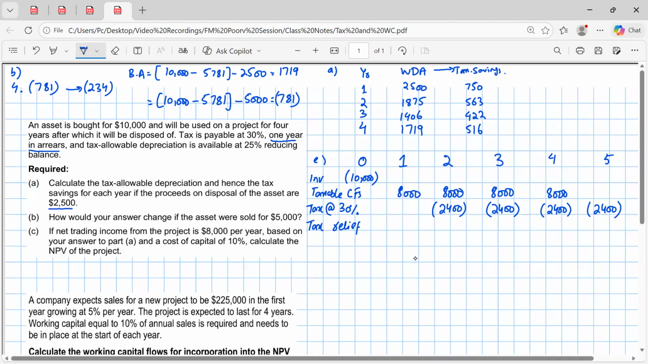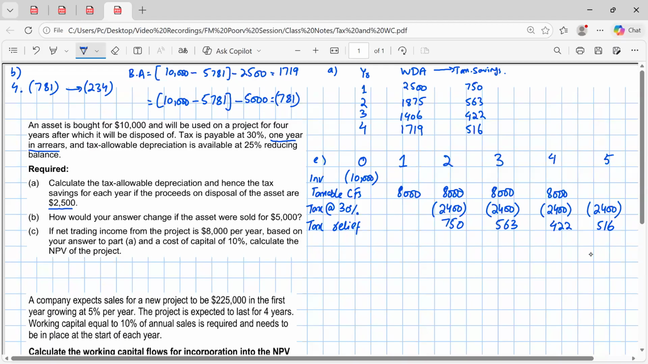Because if tax payment is in arrears, the tax savings are also going to be shown accordingly. Year one's tax savings will be shown in year two, year two's in year three, and year three's tax saving in year four. So the first tax saving is of how much amount? 750. You will show that in year two. Then 563 in year three, 422 in year four, and 516 in year five. Clear?